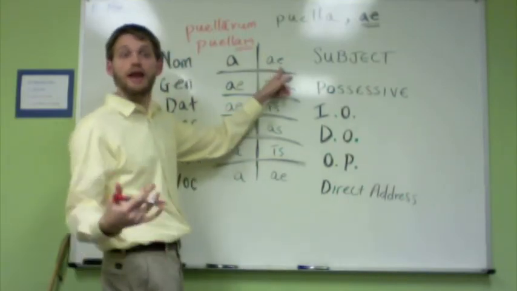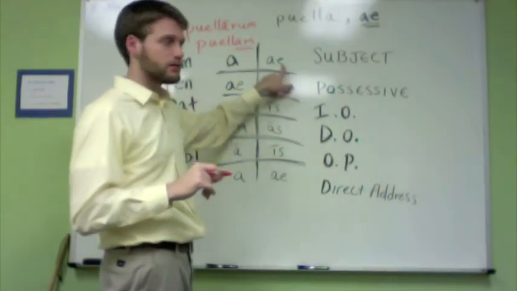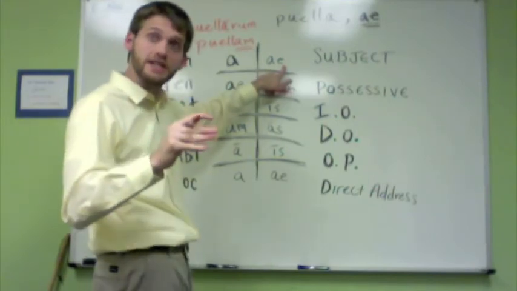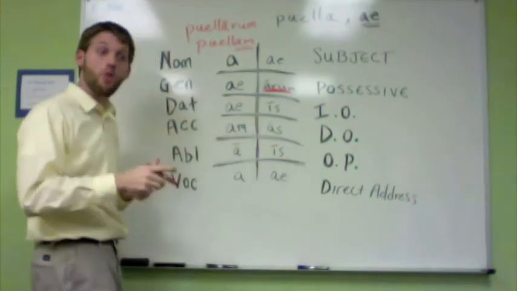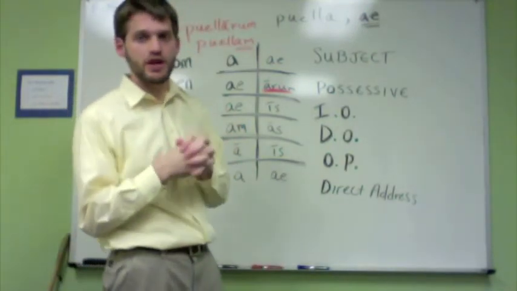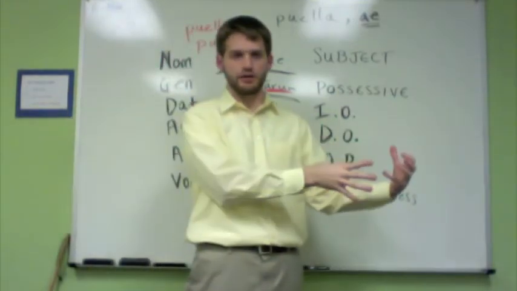Subject, -ae, puellae. The girls were talking. Puellae would be your subject. And so that ending is what communicates to us what the noun does. I use this example sometimes with our students. You can think of cases like a suitcase, a backpack, and a lunch pail.